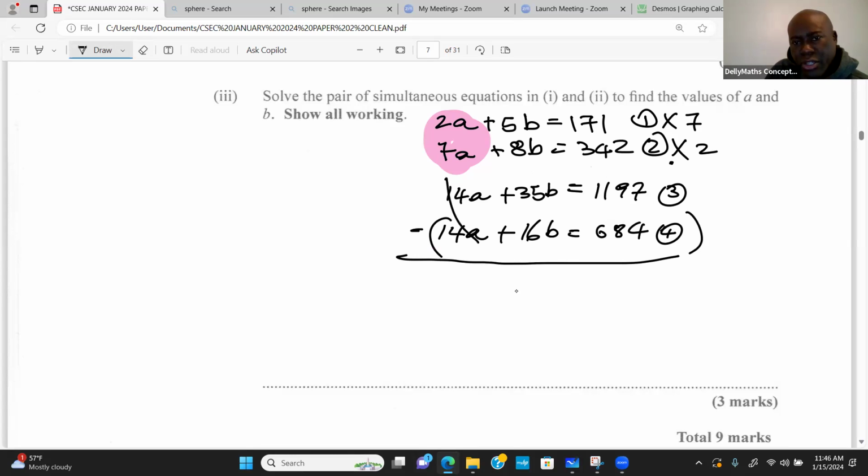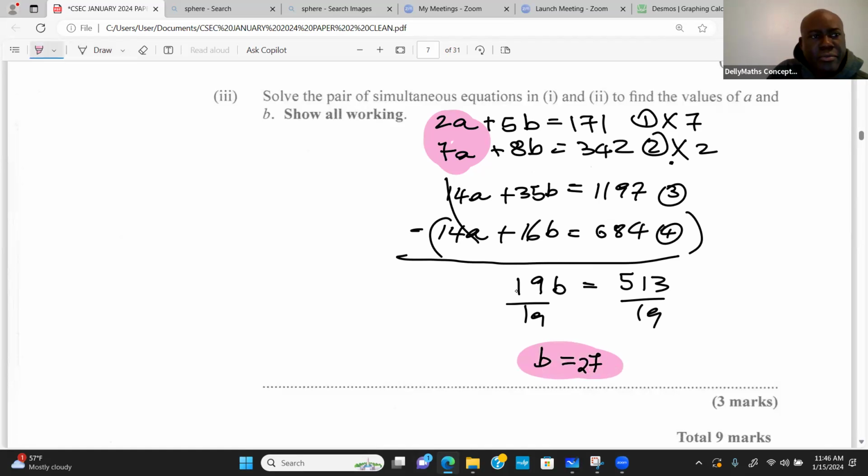So if I subtract, this is gone. So 35 minus 16 is 19b, and this is equal to, when we subtract the others there, we're going to get 513. And if I divide both sides by 19, it is saying that b has a value of 27. Now, I know that b is 27. So b is 27 here.